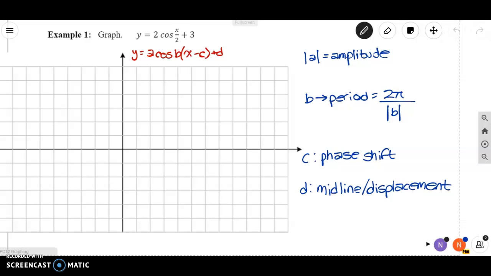We're going to look at graphing sine and cosine functions given an equation. So to start us off, let's look at a cosine graph. We've got y equals 2 cos x over 2 plus 3.